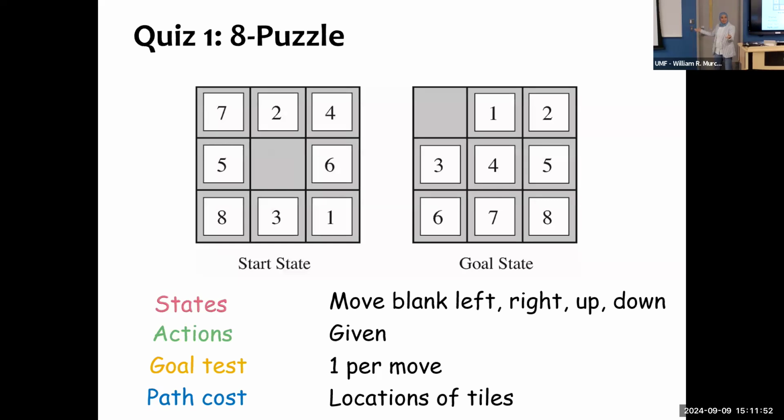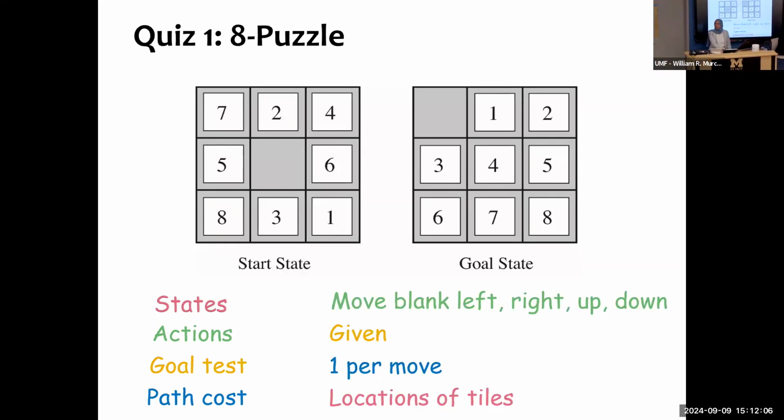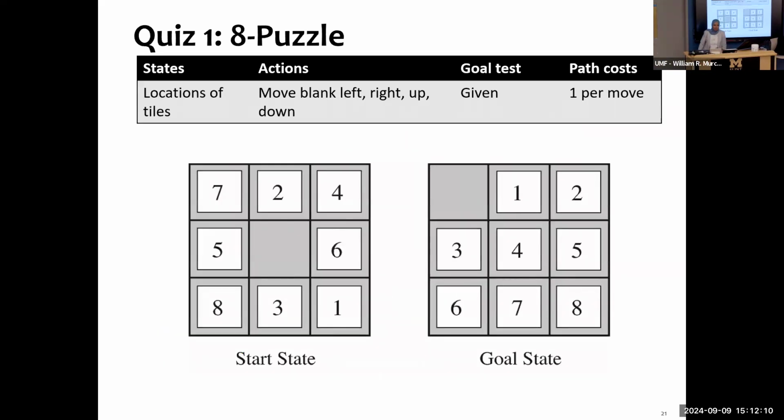Yes, that's the goal. Is it clear? So it's given. So this setting is the goal. And what is the path cost now? One per move. So it's going to be equal to 1. So now I believe that the concept is clear for everyone, and I will expect better results for this example.